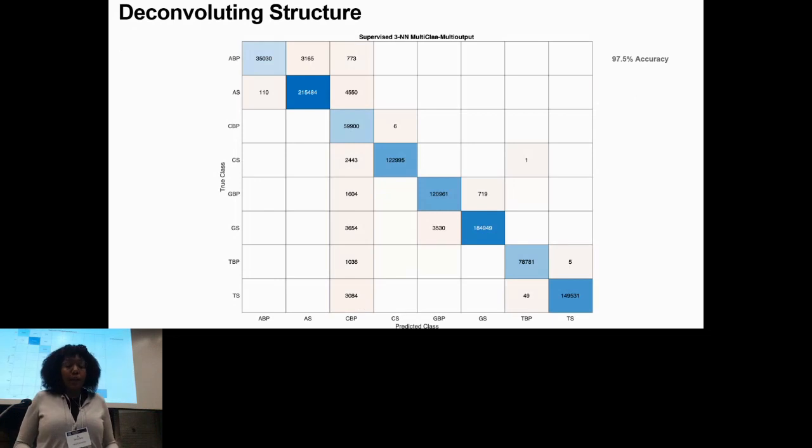Here we observed accuracy at roughly 97.5%. However, as you see in the graph here, the C's were overpredicted and may have been overrepresented in the training set. I think they were a little bit skewed here, or there could be some correlation between that and the non-Watson-Crick pairs. We're not sure, so we're still looking at that data.